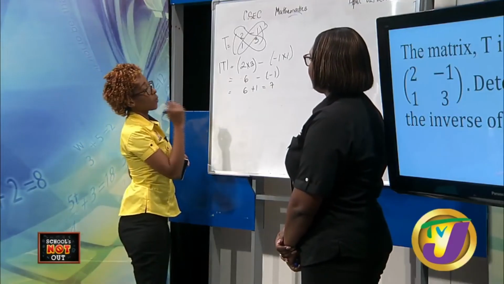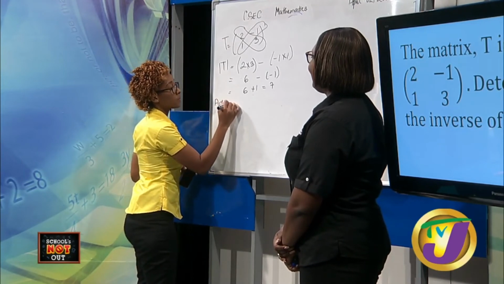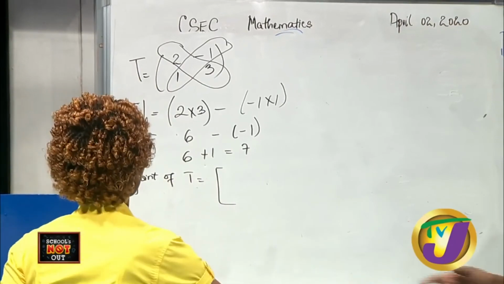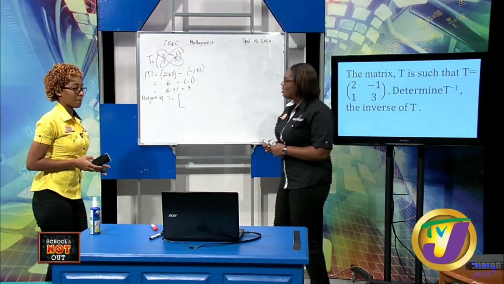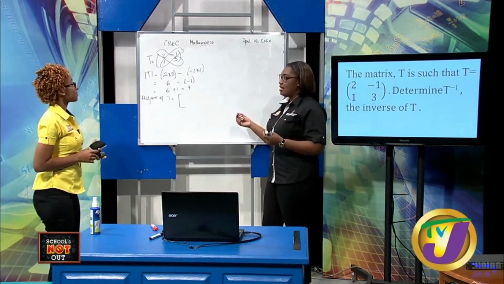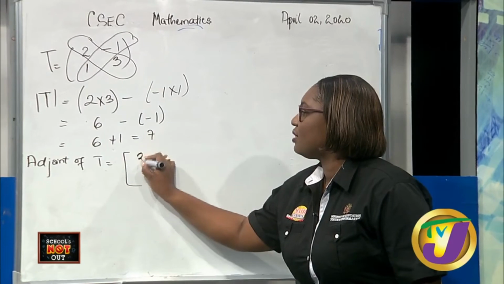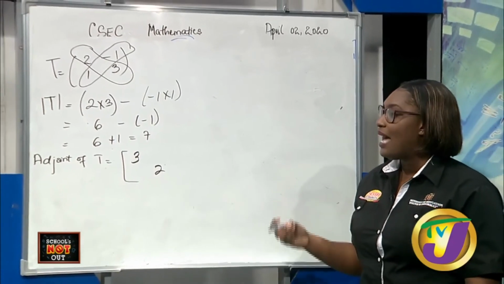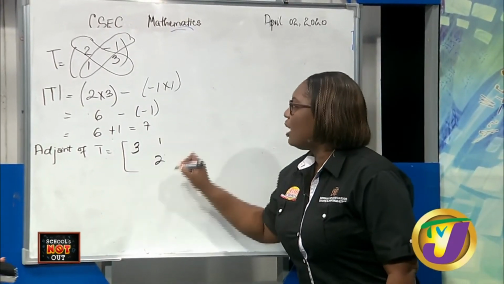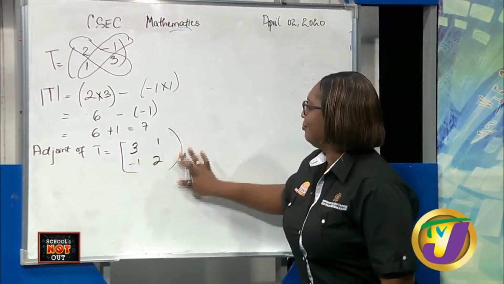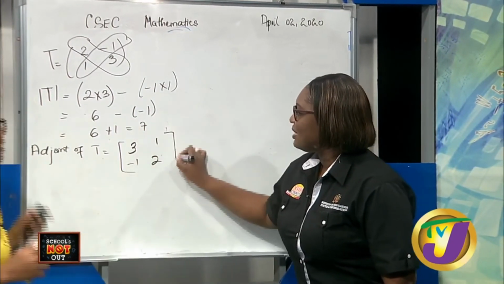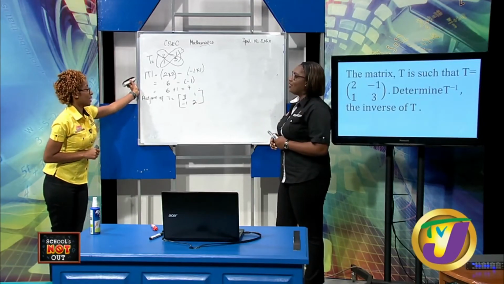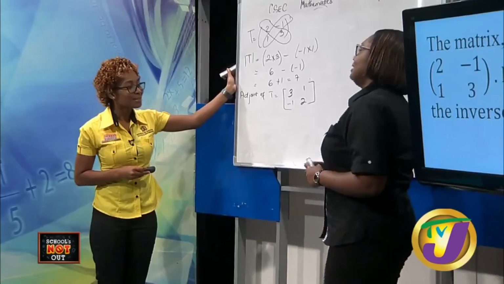So now we are asked to look at the adjoint. All right, so with the adjoint, we have to interchange the elements on our leading diagonal. So where 2 is, I'm going to put 3, and where 3 is, I'll put 2. So it is going to be 3, 2. Then we're going to multiply the elements on our non-leading diagonal by negative 1, which gives 1, negative 1. So the adjoint of this matrix is 3, 1, negative 1, 2. Good. You can take it from here? No, man. What do you mean? Continue. You're doing such a good job.